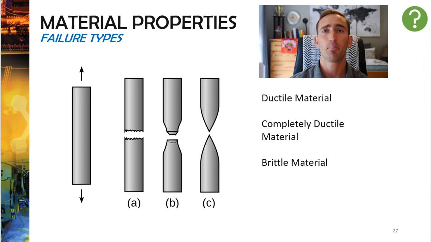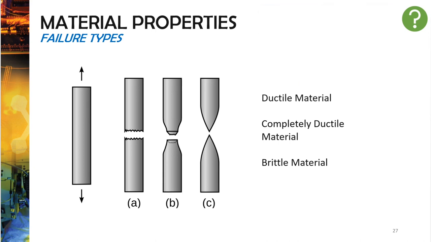Using what you know now about brittle, ductile, plastic materials, I want you to think about what type of material A, B, and C were, if these are the materials that were tested and then failed. So pause your video and think about this for just a second, and then I'll reveal the answers.